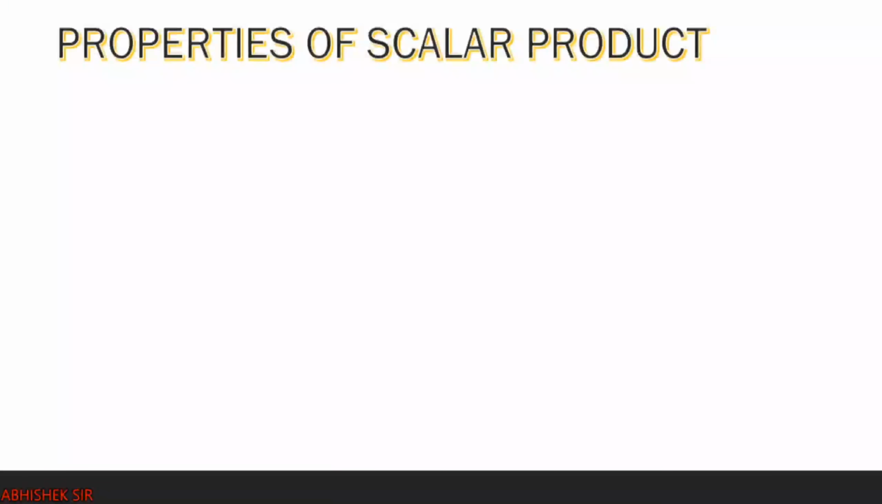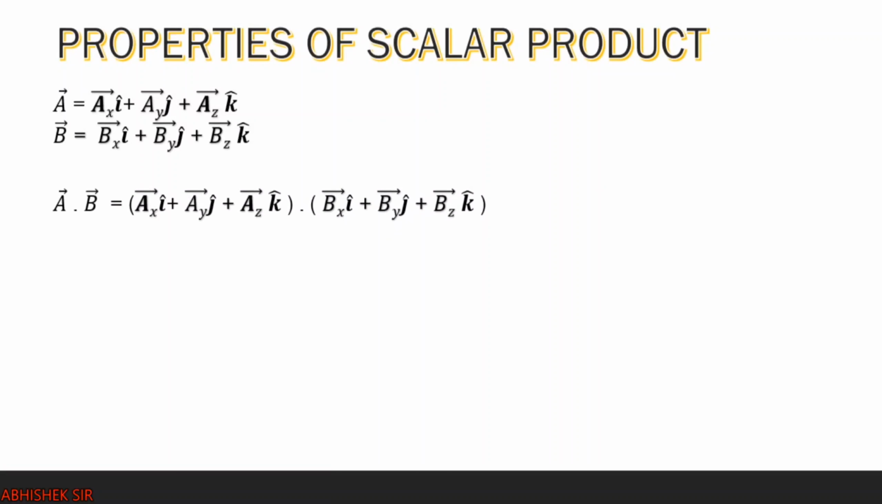Now continuing with the properties of scalar product, let us suppose that we have a vector A given in terms of its components, AxI plus AyJ plus AzK. Another vector is B, again with components BxI plus ByJ plus BzK. Now what will be A dot B then? So that will be the whole A components dot B components, and now you see the next topic very carefully.